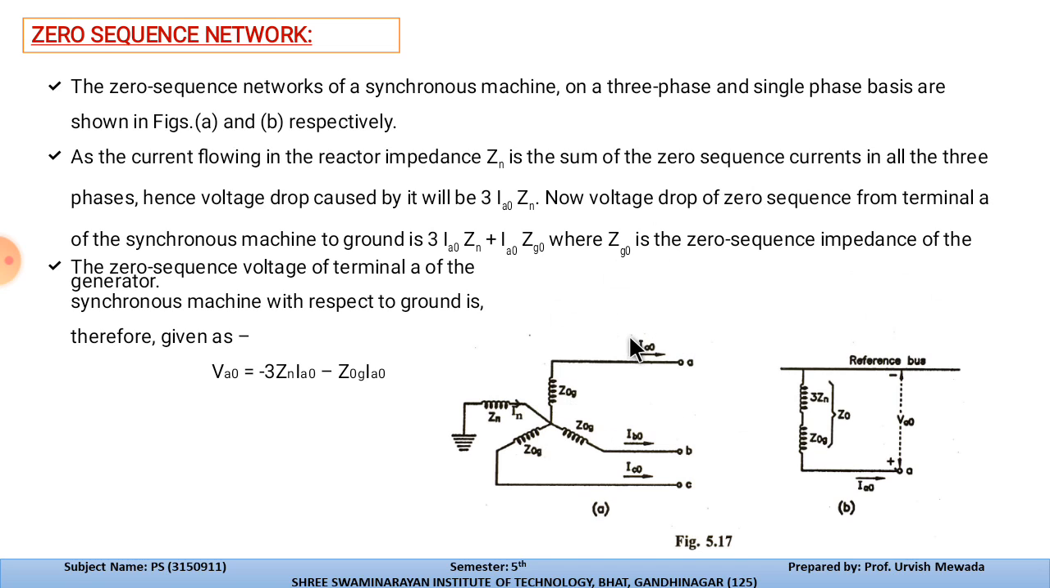Now the zero sequence voltage of terminal A of the synchronous machine with respect to the ground, we can write the equation like this. VA0 is equal to minus 3Zn IA0 minus Z0G IA0. So this is the equation for the zero sequence network, and we can use this zero sequence voltage equation while we solve the zero sequence impedances of the given system.